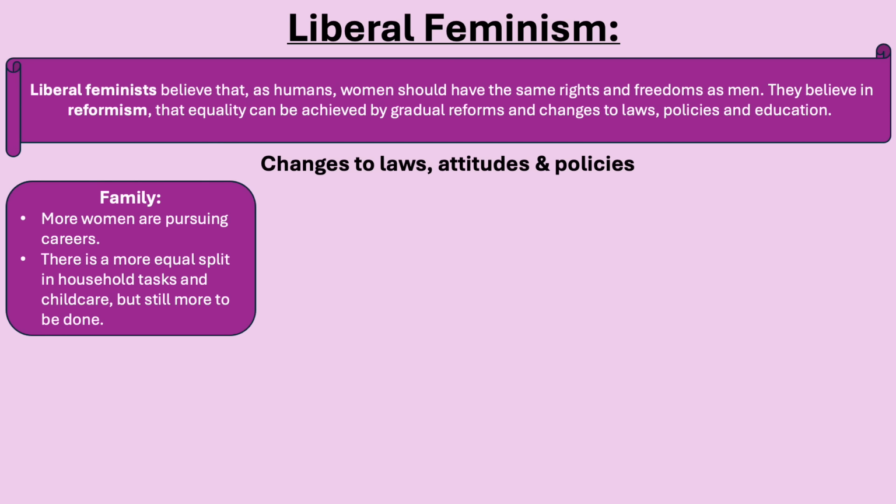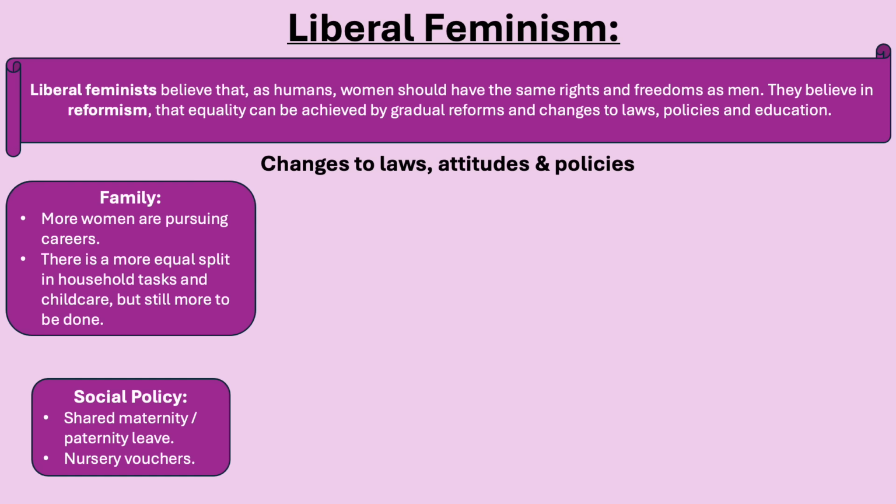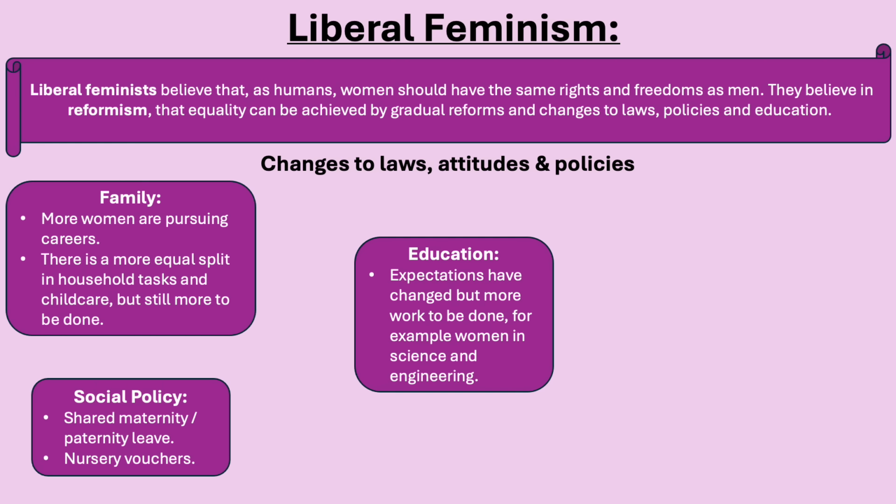So, for example, in the family, more women are pursuing careers. There is a more equal split in households, tasks, and childcare, but still more to be done, but it's shown that there's a change in trend. Social policy, so there's now shared maternity and paternity leave. Paternity leave is still quite bad, and most men only take the 2 standard weeks. And then you also have things like nursery vouchers to help women get back to work and make things more equal. In education, the expectations have changed, but there's still more work to be done for that.